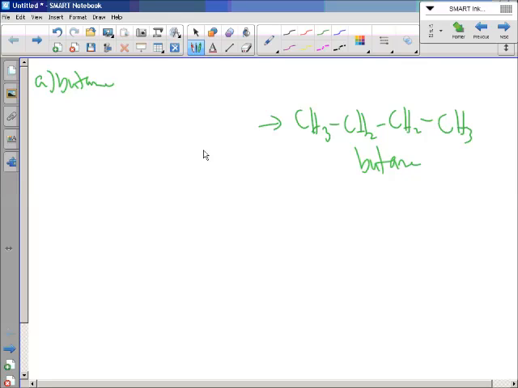If I'm creating butane from an alkene, what do I have to add to it? What had to be added to that? Yeah, H2. Because I had to fill it right full of hydrogens.